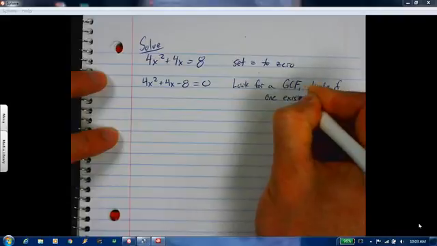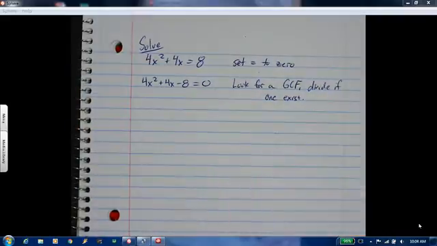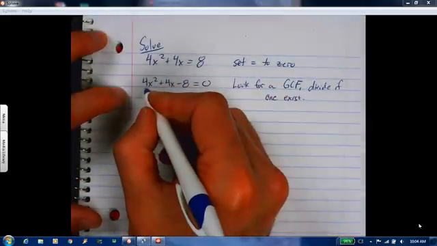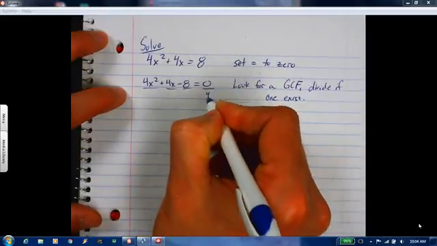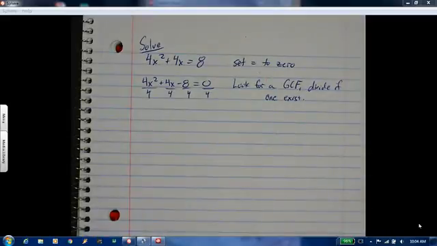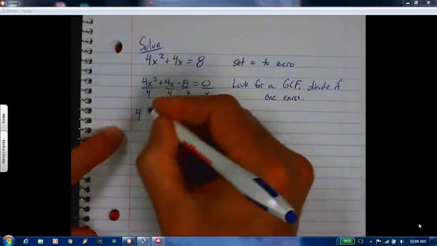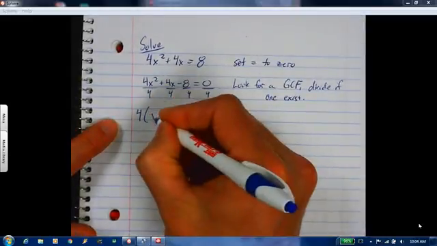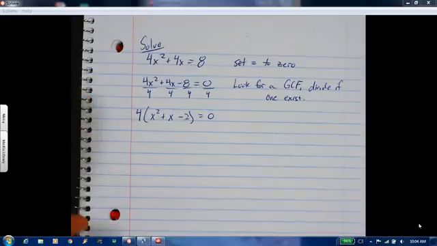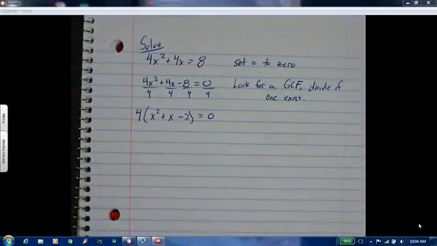Okay, so we're going to look for a common factor, divide if one exists. So if I divide by 4, everything has to be divided by 4. 0 divided by 4, of course, will be 0. Where does that 4 have to go? Common factors will go out here. Now that is not going to affect our answers at all. So we can pretty much ignore the 4 from here on out. Okay.